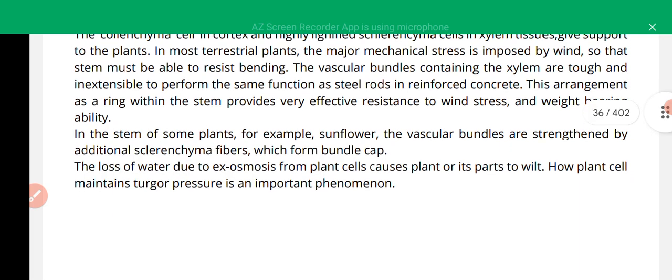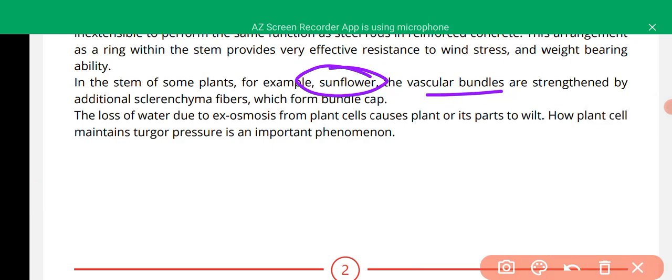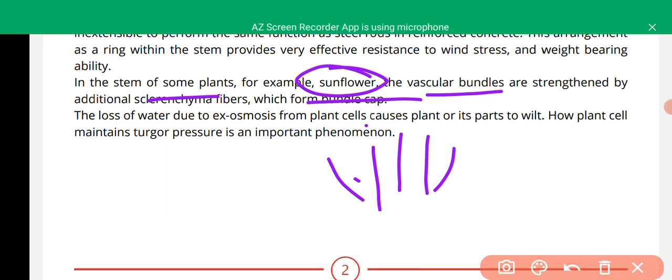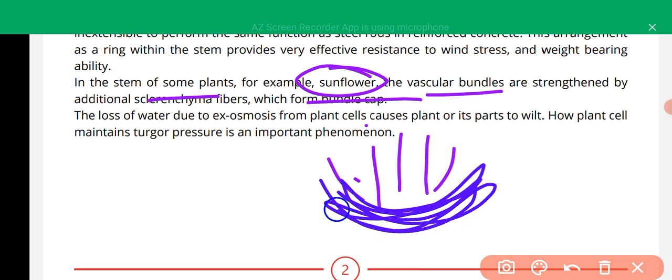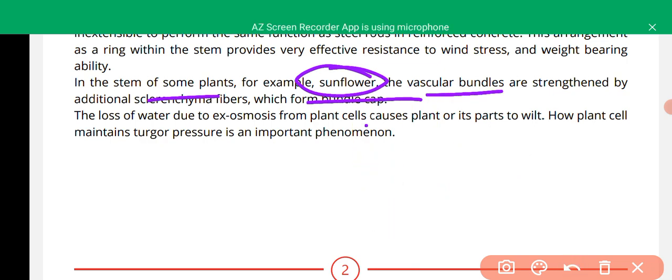Then, if we talk about sunflowers, the vascular bundles are strengthened additionally by sclerenchyma fibers that form a bundle cap. These additional sclerenchyma fibers form bundle caps around the vascular bundles, and these bundle caps support the plant further. This is found in sunflowers.